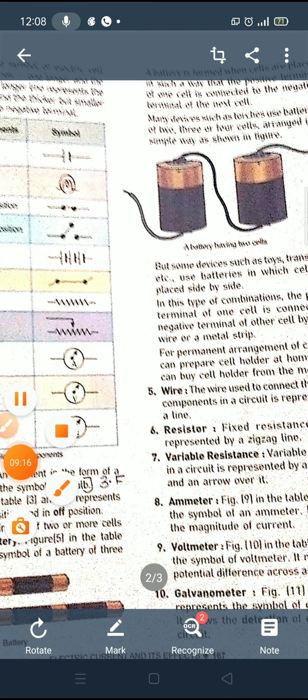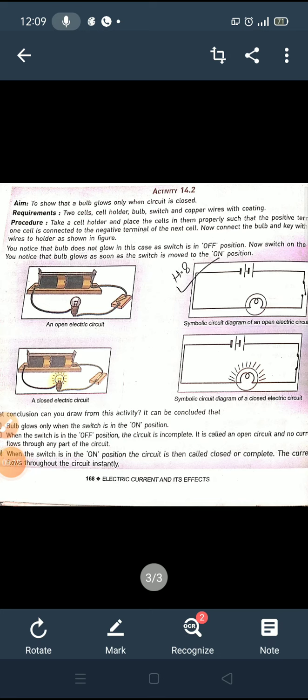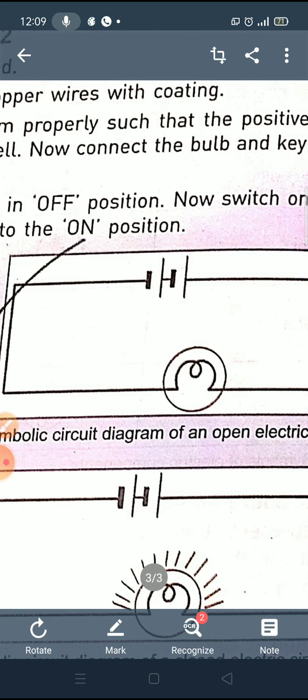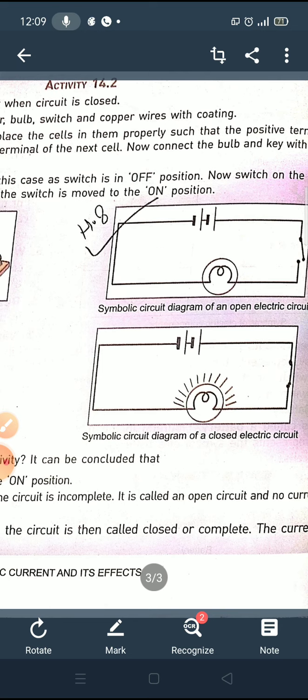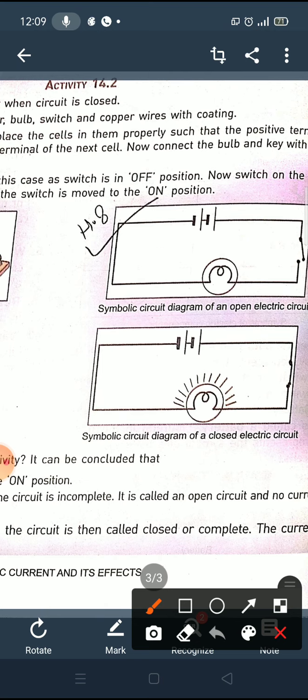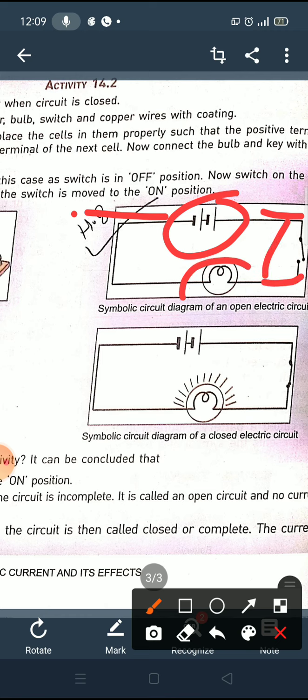Now I am going to tell you about the open circuit and closed circuit. What is an open circuit and what is a closed circuit? Here I am going to show you by diagram. In the upper diagram, these are symbols. Here you can see this is a wire, then this is a cell, then again a wire is attached, this is a key, and this is a bulb.